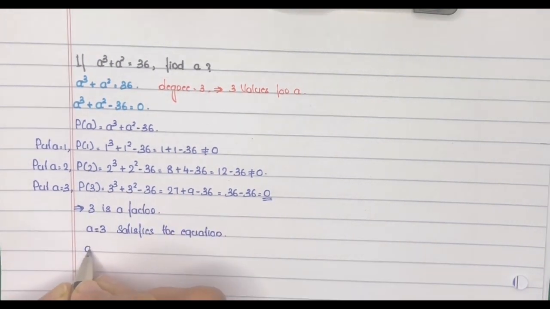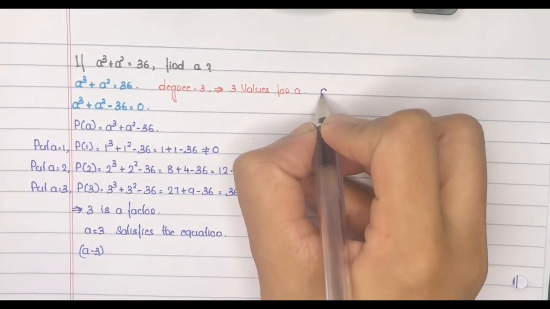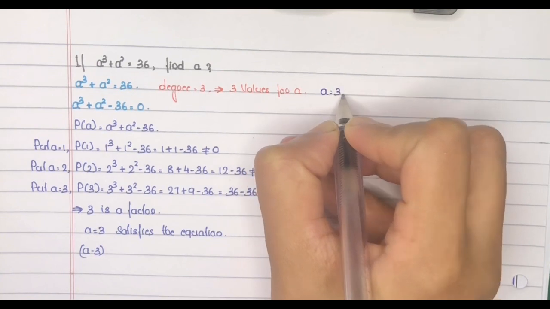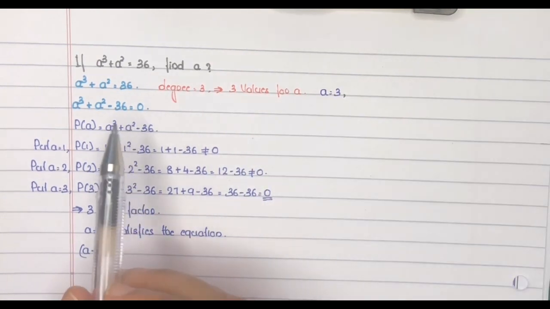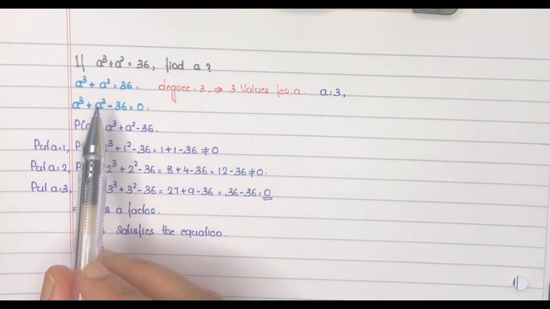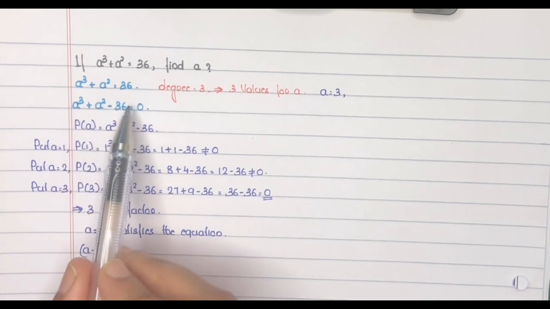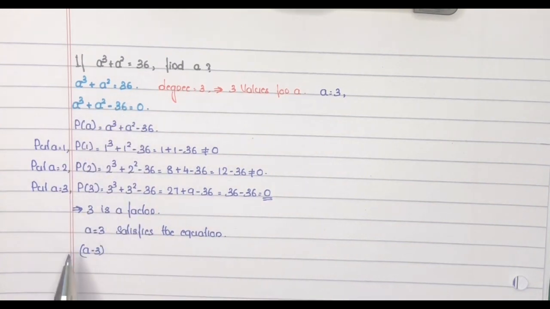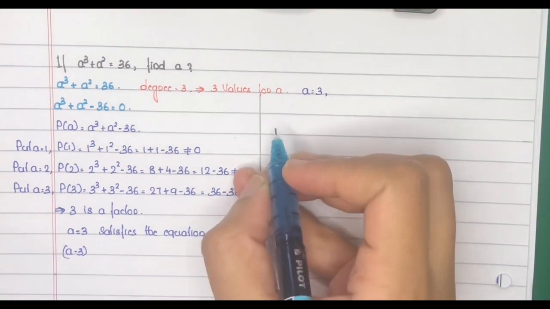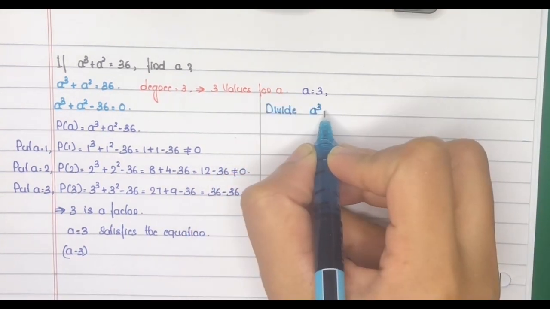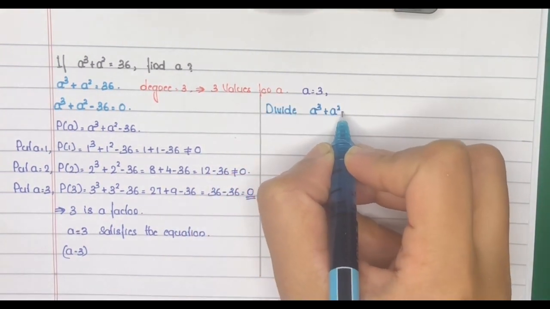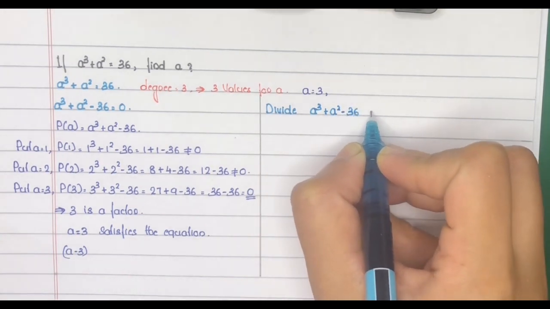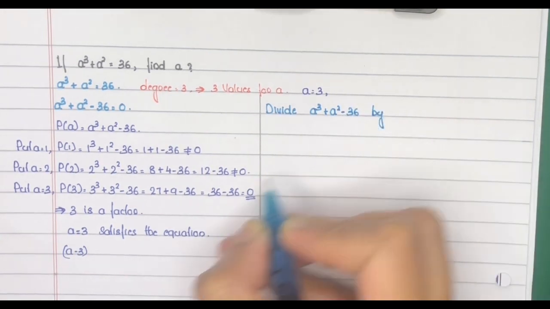That is, a minus 3 is a factor. So one value of a is equal to 3. To find the remaining values of a or remaining factors, divide this given polynomial by a minus 3. Since 3 is a factor, when we divide this equation by a minus 3, the remainder will be 0. Next step, divide a cube plus a square minus 36 by a minus 3.